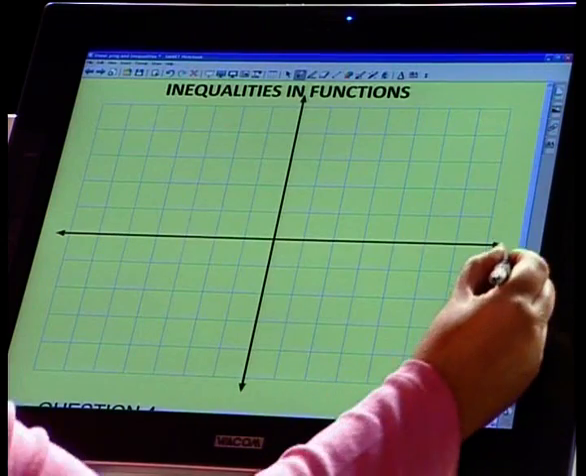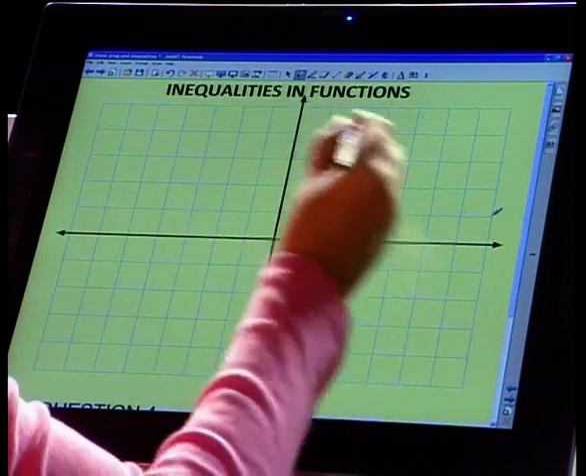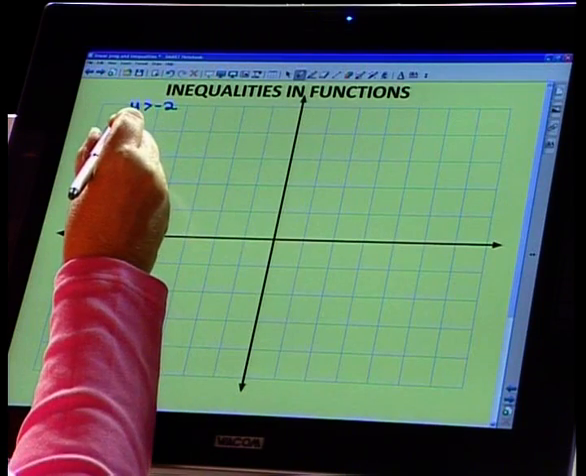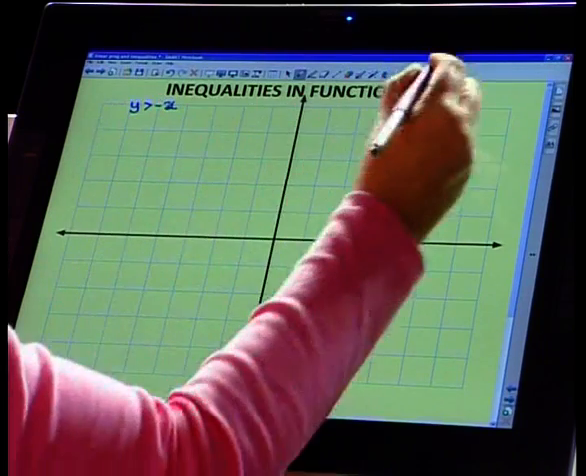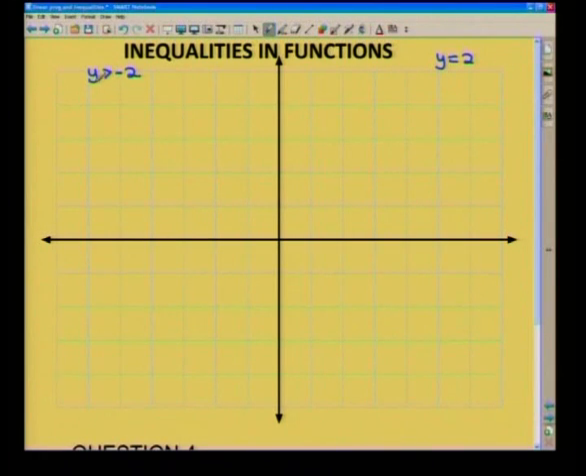Right, so let's go to the next one then and see what the second question says. Right, the second question on this list says y greater than minus 2. So y greater than minus 2. Now, do you agree with me? Again, this is a special case. However, we are sketching y equals minus 2, but if we look over here, they want it greater than minus 2. They don't want it greater than or equal to.